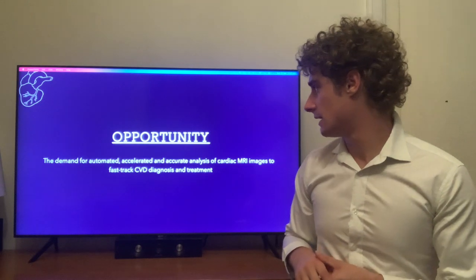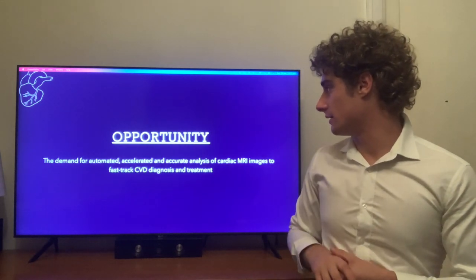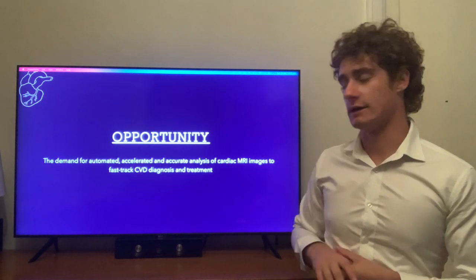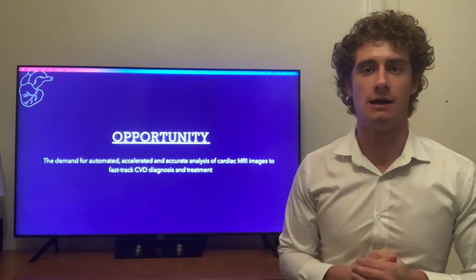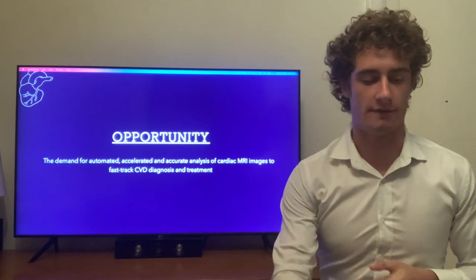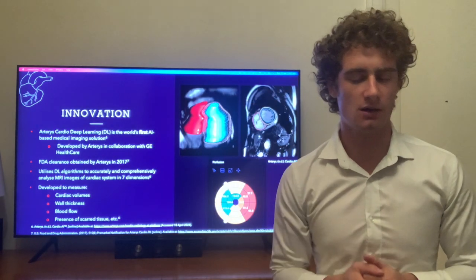So Arterys noticed a demand for automated, accelerated, and accurate analysis of cardiac MRI images in order to accelerate diagnosis and treatment of cardiovascular disease. So what's the innovation?